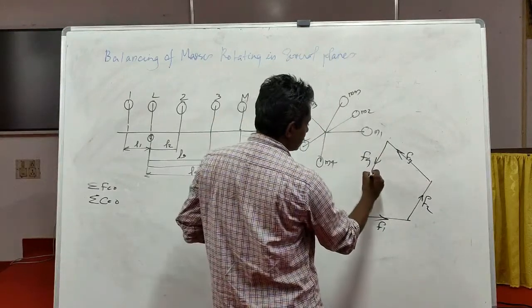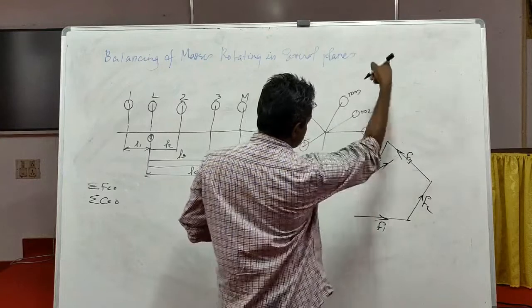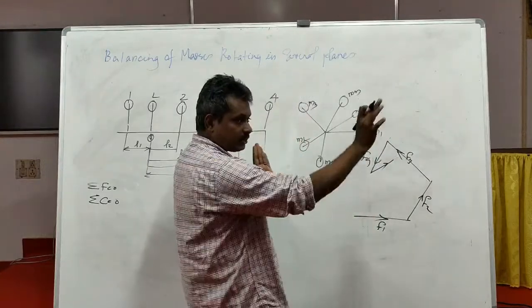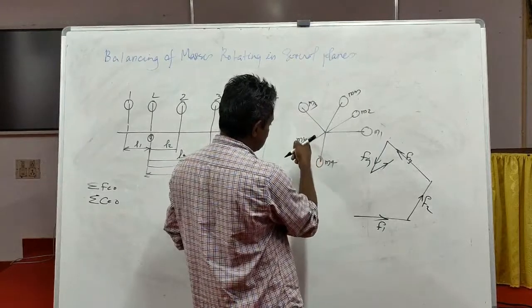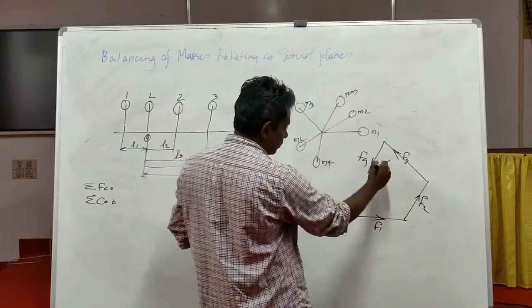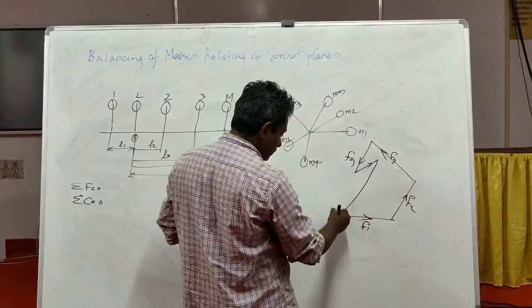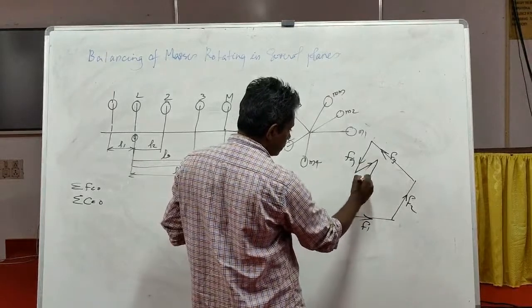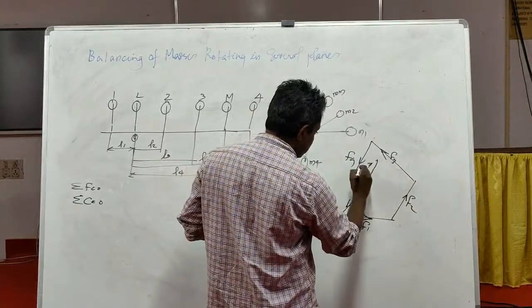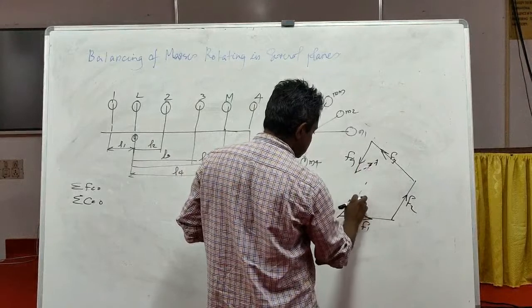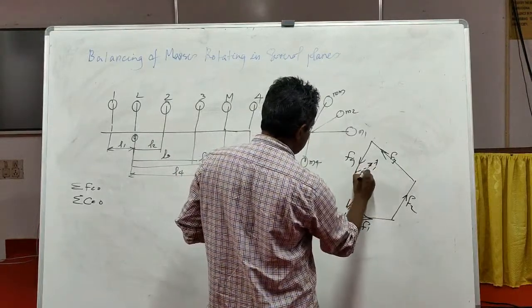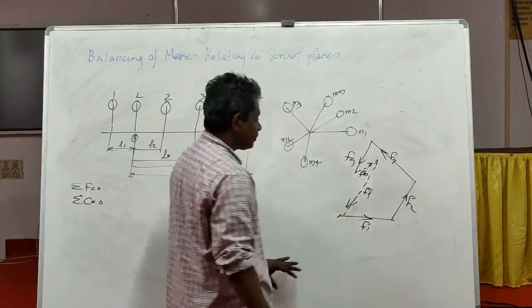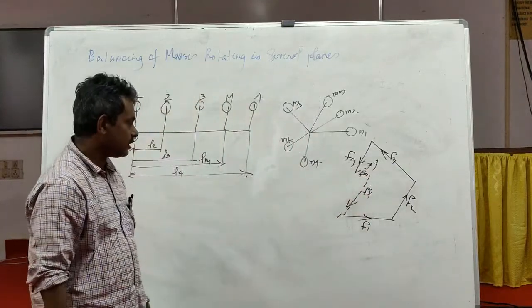So this is a direction. This is the direction because it is the radially directed centrifugal force. And ML is in this direction. So it should be closed. So this we can indicate by dotted lines because these are balancing masses. So this is Fm and this is Fl. So if it is closed, we can easily find out.